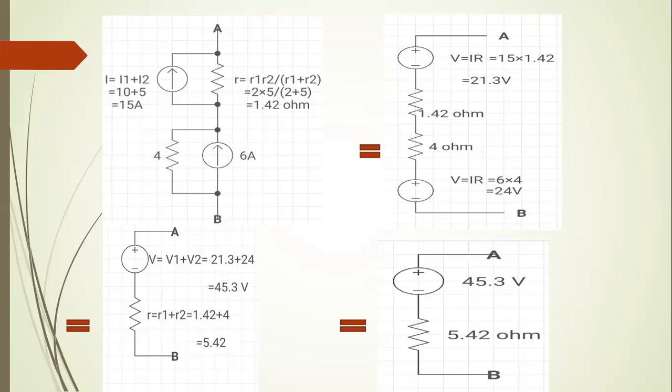Isn't it simple? So the source transformation technique is a very simple method to reduce a complicated network to a simple network. If the loops are only 2 or 3, it works well; if there is a multiple number of loops, it is difficult to solve by using the source transformation method.